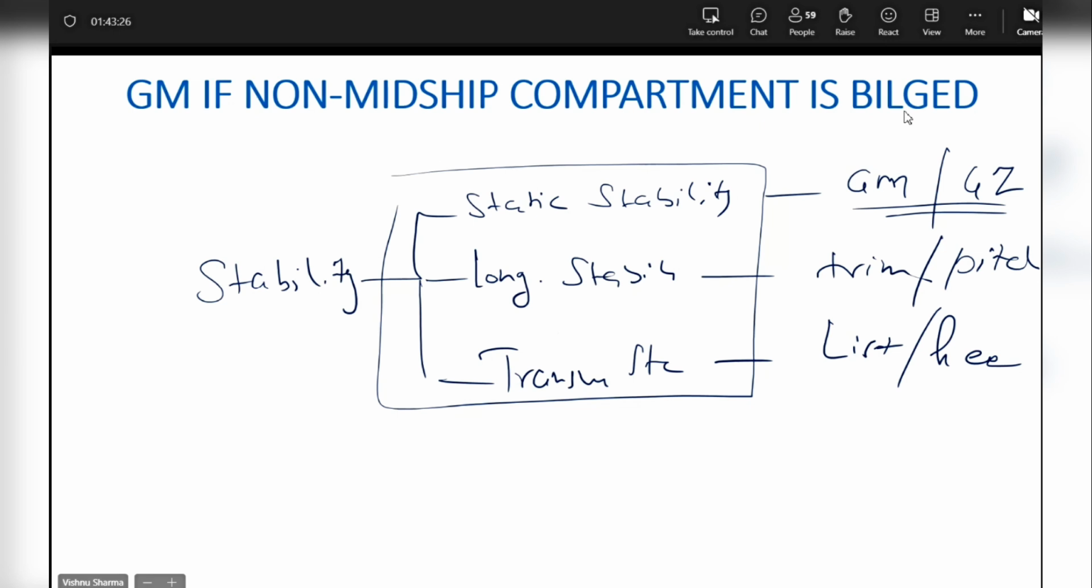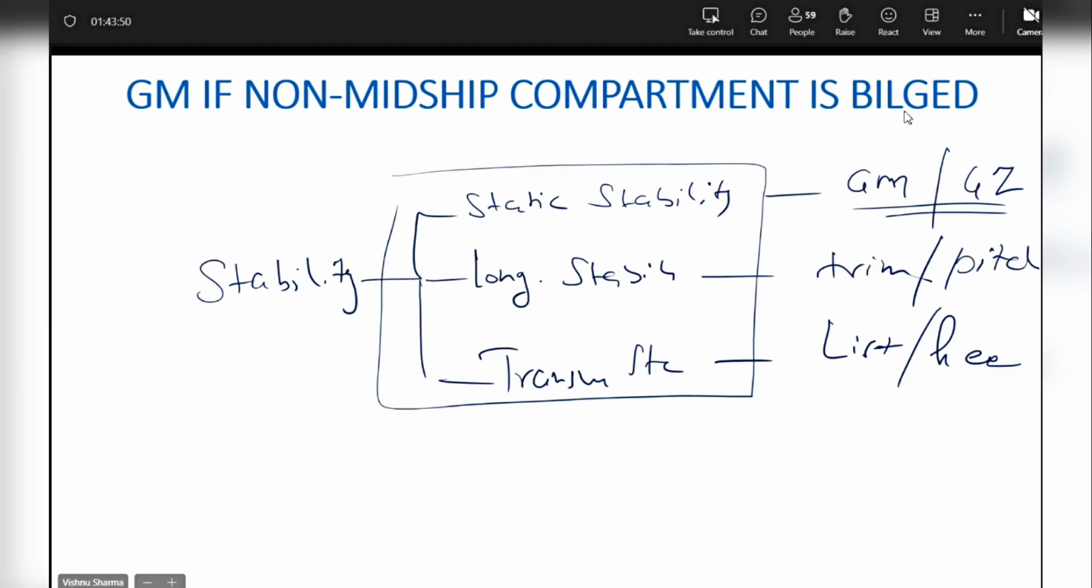If I say MV Hinship is floating at 10,000 tons displacement, KG 7.5 meters, 1,000 tons is loaded in number one tween deck, calculate her GM after loading. Can you all calculate? Yes or no? Yes, sir. But will the GM change the trim also? Yes or no? Yes, sir.